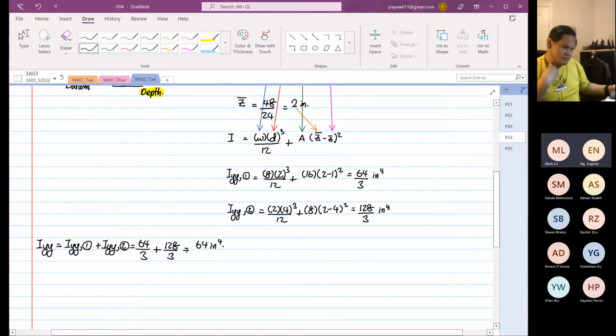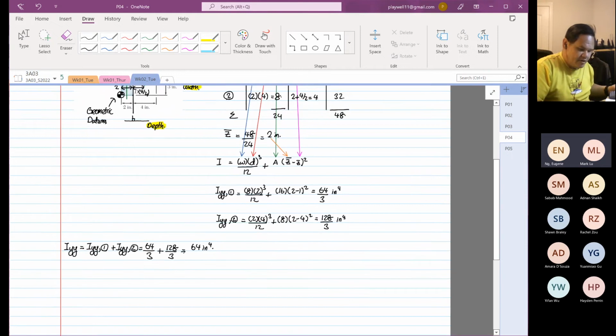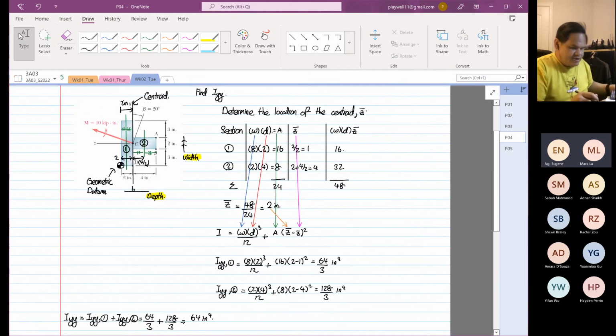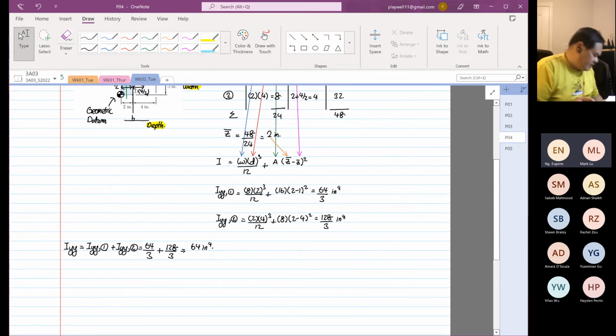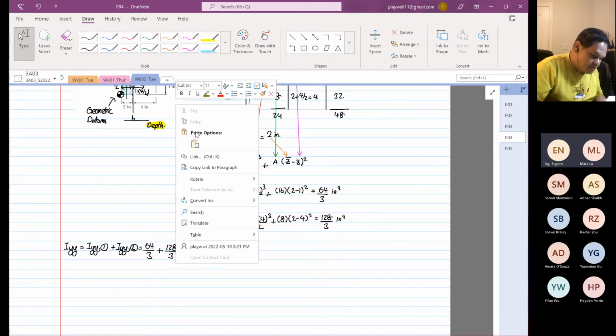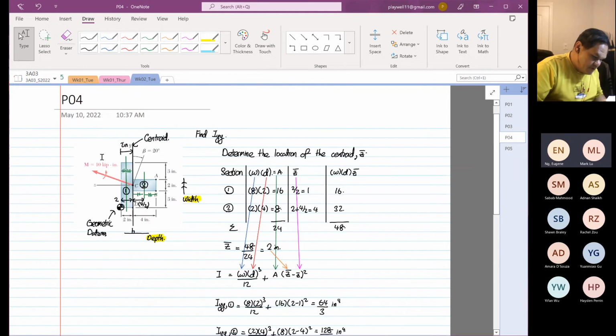Okay, so I would strongly recommend that you get used to this technique. As I said, it helped me a lot. Okay, you don't make so many mistakes. Okay, so we have determined Iyy. Next, we want to find our Izz. Okay, so I'm going to copy the same diagram.